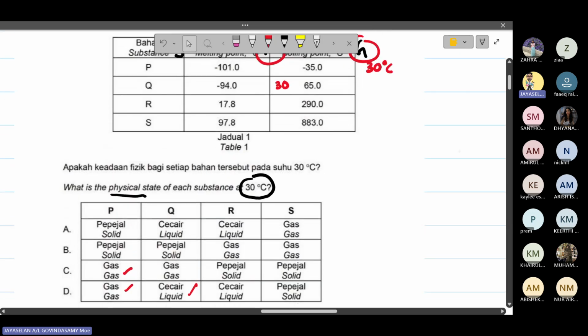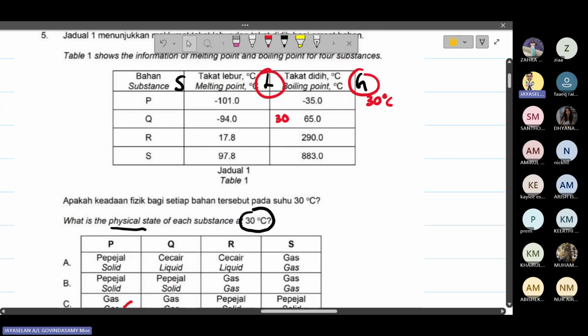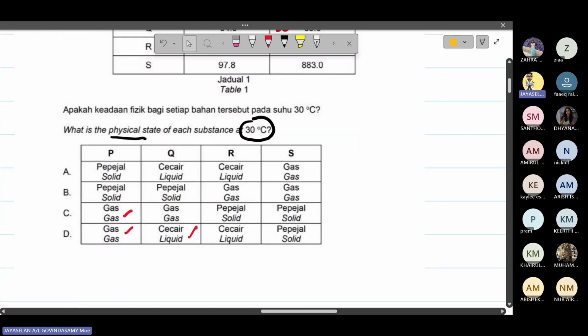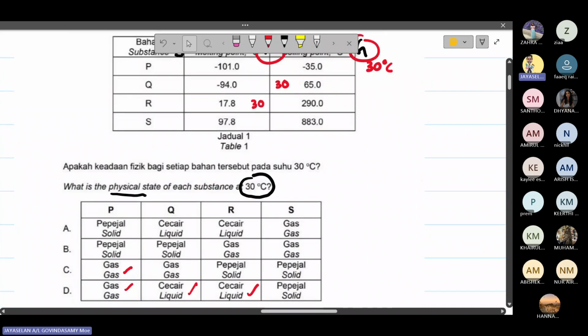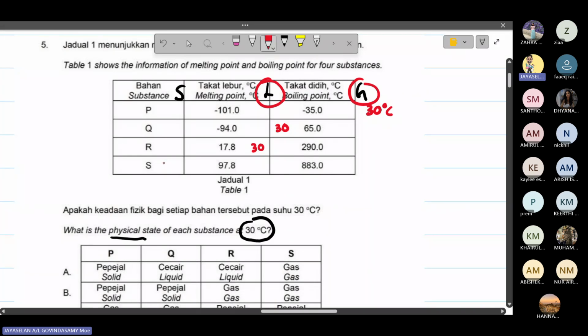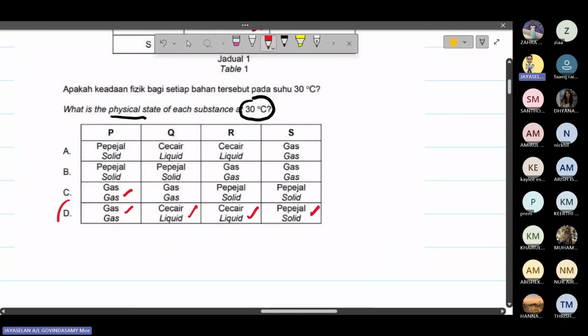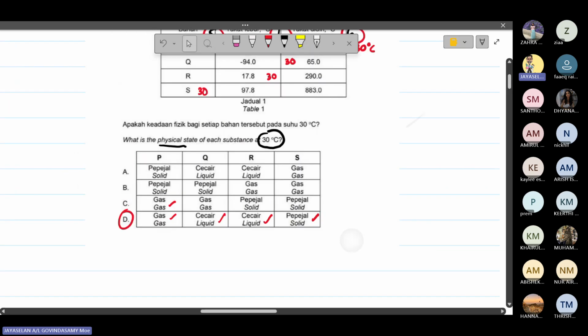You already got the answer. Alright, so R at 30 degrees Celsius. Where is the 30 degrees Celsius? 30 somewhere here. So also still liquid. Okay, then we go for solid. 30 somewhere here, so that will be solid. So this is the answer. Answer D. Siapa dapat? Tanya. Alright. Okay, now we go for the second question.